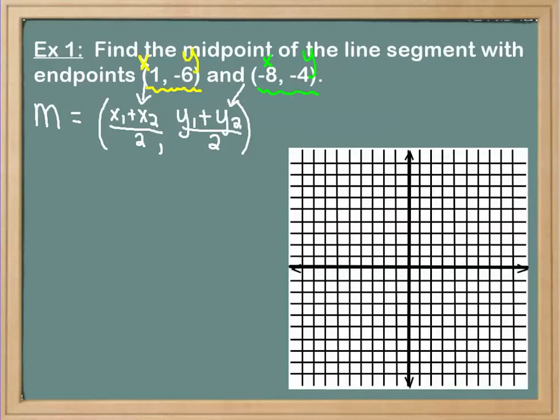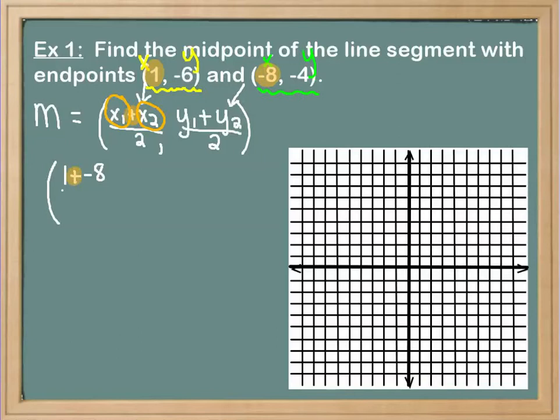So what I'm going to do here is add together the x's. I'm going to take the x coordinate from the first point, and add to it the x coordinate of the second point, which means the x coordinate of the first point was 1, and the x coordinate of the second point was -8. So all I did right now is take the x coordinate of both points and add them together.